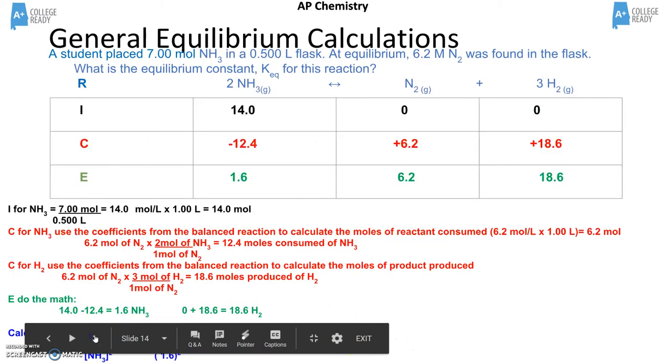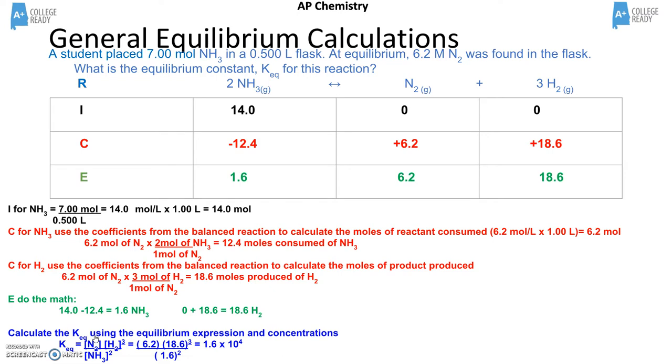So let's look at some practice. Here's where a student placed 7 moles of ammonia in a flask. Notice again, they're going to make you calculate the concentration of ammonia. So that's the first thing you should probably do after you set up your rice table, and that's what I've done as well in black. So you can see how I found my 14 moles. My 14 moles of ammonia is at initial, because why? It says placed in. Then notice the wording, at equilibrium. Notice you have 6.2 for my nitrogen. So on my E, I had to fill in 6.2 in green.